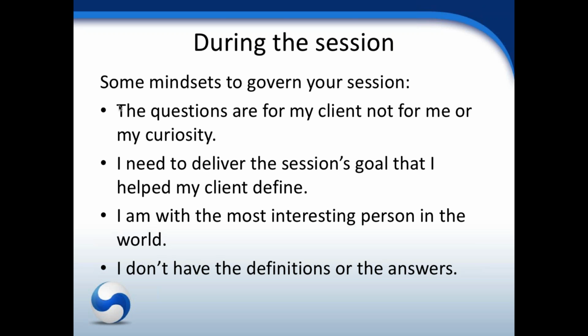In some occasions, we might get trapped in the idea of, oh, that's an interesting story. What happened before? What happened after? Get me more details about it. But I need to catch myself and notice that those questions are useful for me because I'm curious as a coach, but they're not useful for my client.